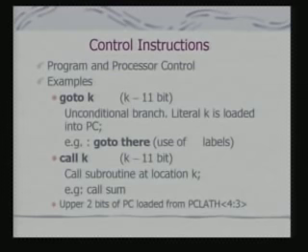The control instructions are primarily program and processor control. In this case, goto is effectively an unconditional branch. You can jump from any location to any other location, and in this case we have got an 11 bit address, and the remaining 2 bits come from the PC latch high, and the same thing is true for subroutine calls. The upper 2 bits of PC are loaded from PC latch, and these are the bits corresponding to the PC latch high register.